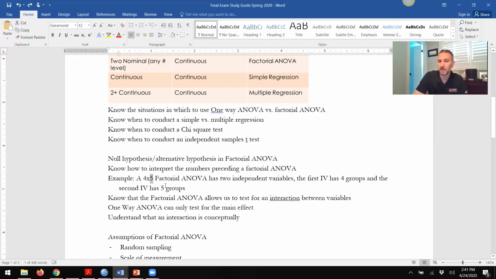All right, so I might say, oh, this is a 3 by 4. How many variables does it have? How many groups in variable 1? How many groups in variable 2?